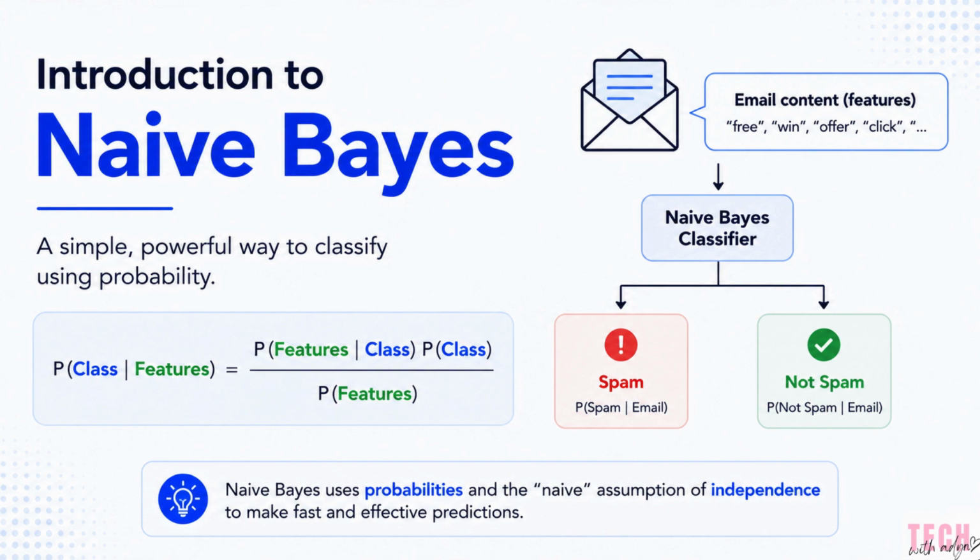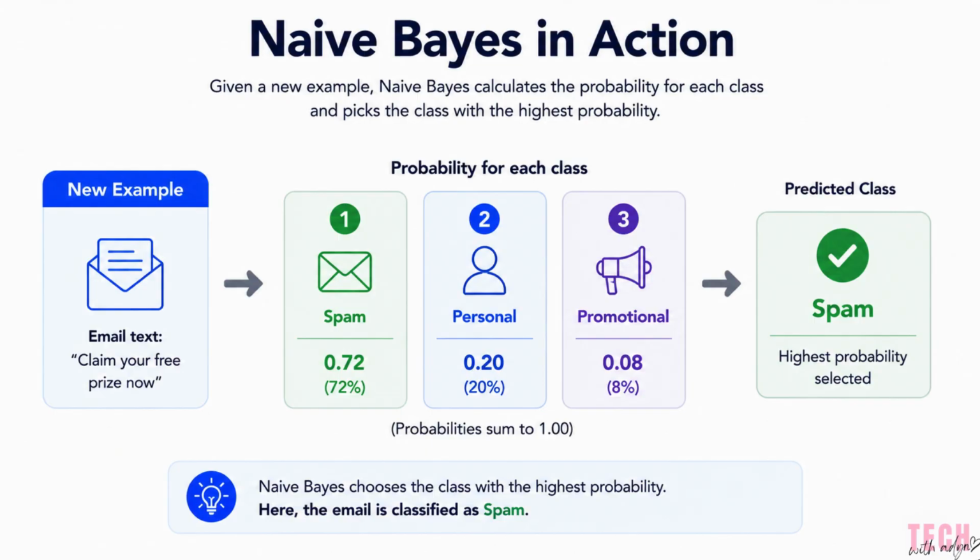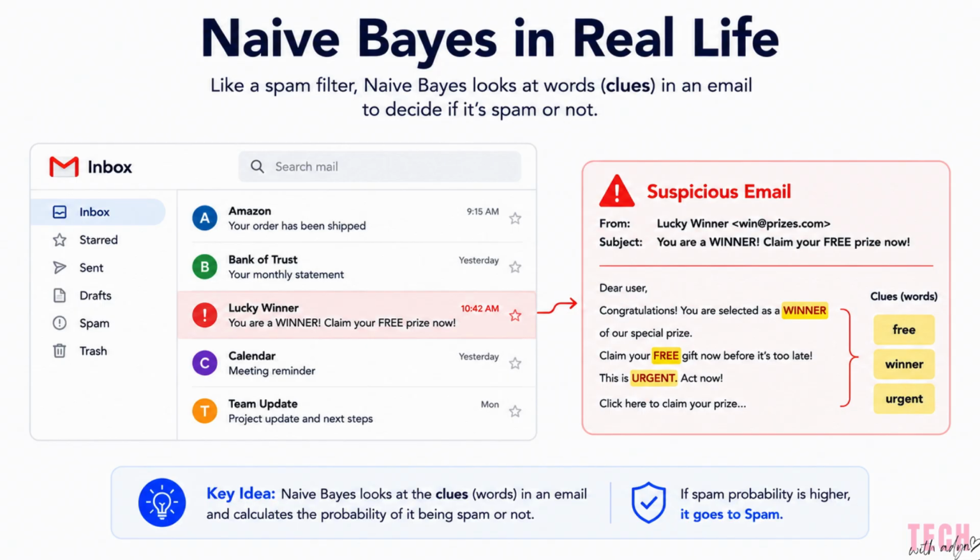Naive Bayes is a classification algorithm based on probability. Its job is to choose the class that seems most likely. The idea is simple. For a new example, Naive Bayes calculates how likely each class is, then chooses the class with the highest probability. Think about spam detection.